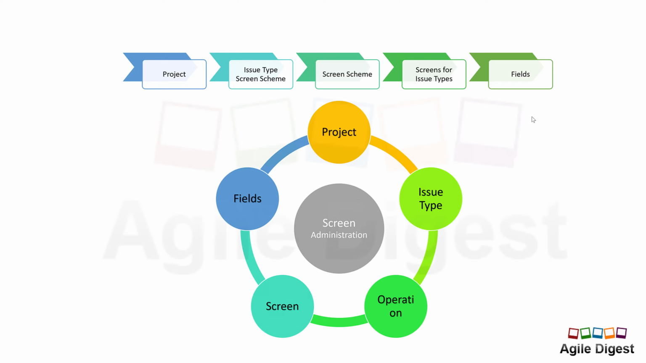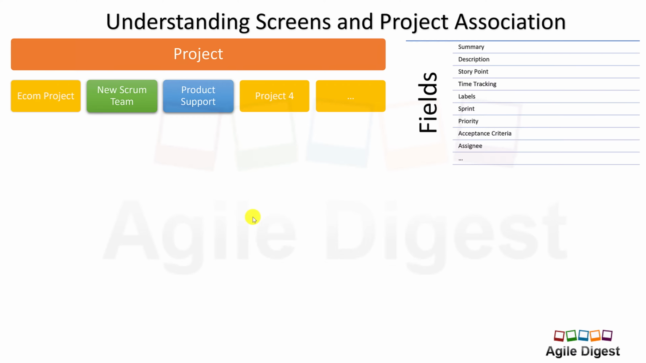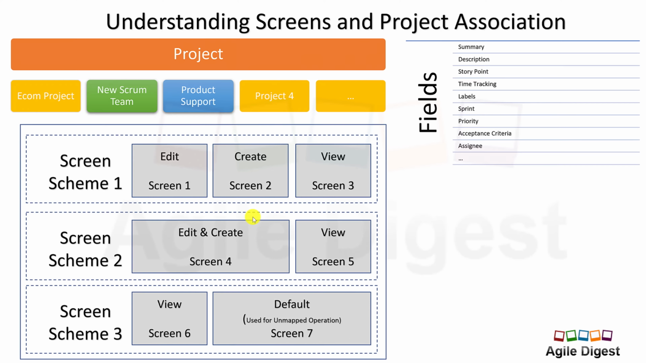So when we configure or administrate any of the screens within Jira, there are 5 areas that we need to look into: projects, what issue types, what operation we are doing, and then we'll have a screen, and within the screen we'll have fields. So let's try to understand that in a little deeper way. Now we know that we have projects, and I know there are multiple projects that we are working on, and there are multiple fields also. We already have created a few inbuilt fields in Jira. Now let's try to understand the screen scheme, what exactly the screen scheme is.